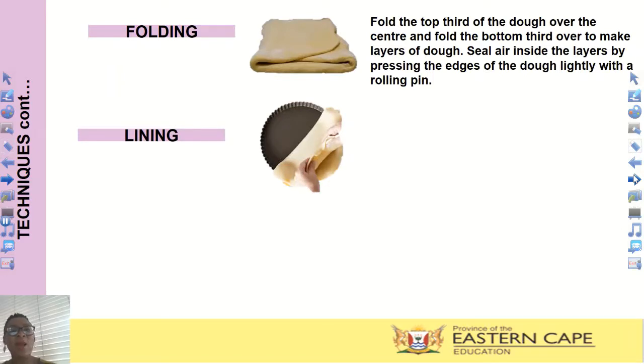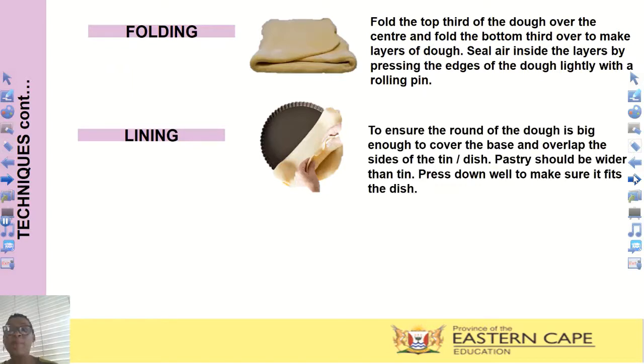After the whole process is done, when you're making short crust, then you would line your tart dish. And we said in the general rules that it is important that you do not stretch the dough. So as you can see, if you look at this picture here, you've got enough dough that must go over the edges. It must overlap on the tart tin or the dish, so that you do not stretch it, otherwise it will retract once you've baked it.